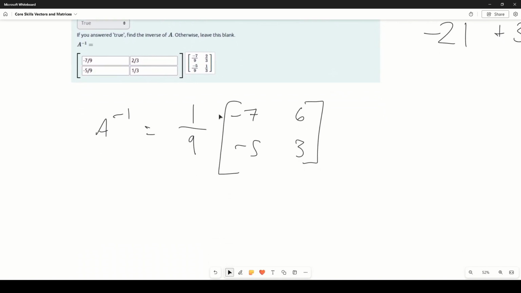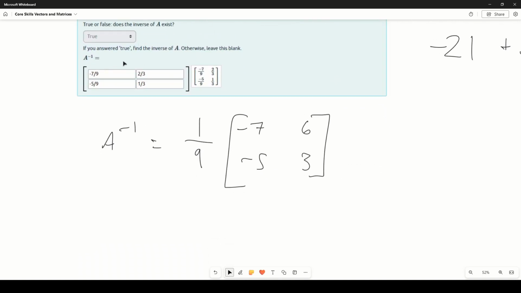And now what we do is, since in this box there's no way to add the 1 over 9 on the outside, we're going to multiply the matrix by 1 over 9, which just means multiplying each of the terms by 1 over 9. And you can see that's what I've done here. We get -7 over 9, 2 over 3, which is 6 over 9, -5 over 9, and 1 over 3, because that's 3 over 9.